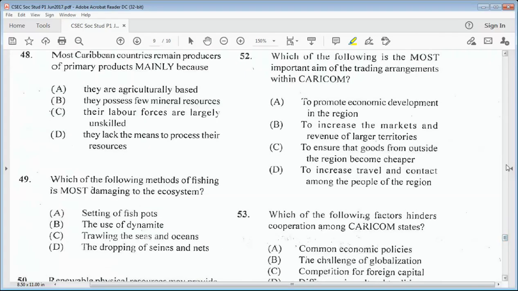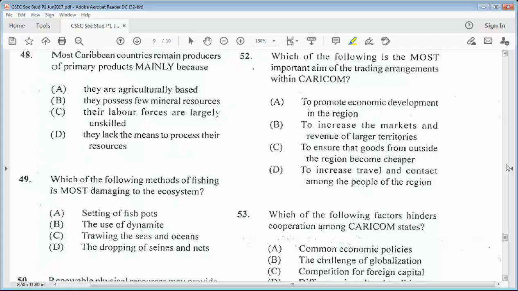It says most Caribbean countries remain producers of primary products mainly because A, they are agriculturally based, B, they possess few mineral resources, C, their labor forces are largely unskilled, D, they lack the means to process their resources. So 48, what would be? Caribbean countries have the means, they have the resources, right? But let's look at our options.